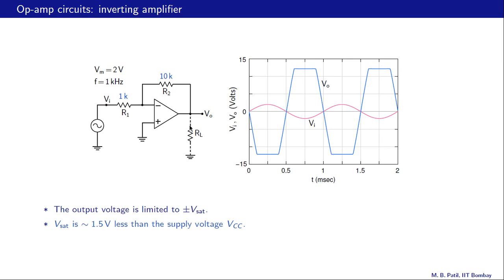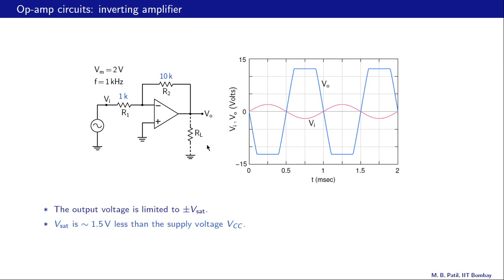Number one, this output voltage is limited to plus minus Vsat, where Vsat is the saturation voltage of the op-amp. What is Vsat? Vsat is about 1.5 less than the supply voltage VCC. So if VCC is 15 volts, for example, then Vsat would be 13.5 volts. That means the output voltage would be limited to 13.5 volts on the positive side and minus 13.5 volts on the negative side.